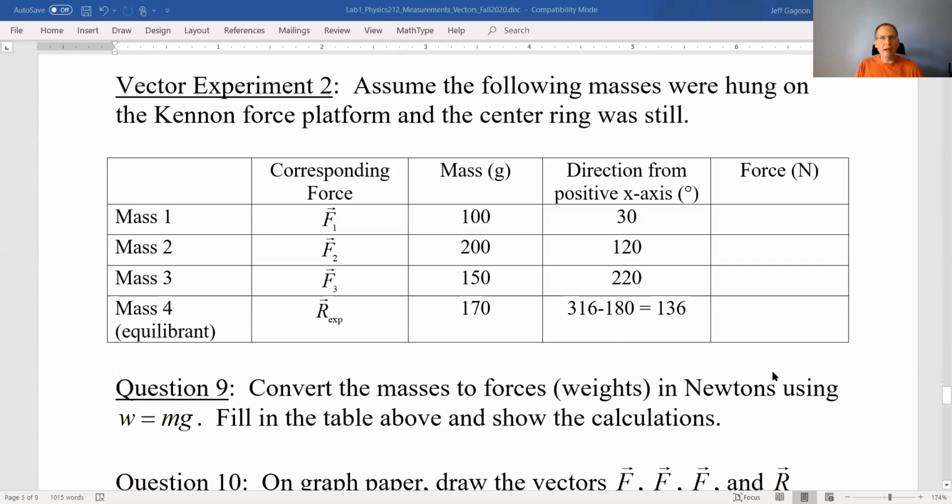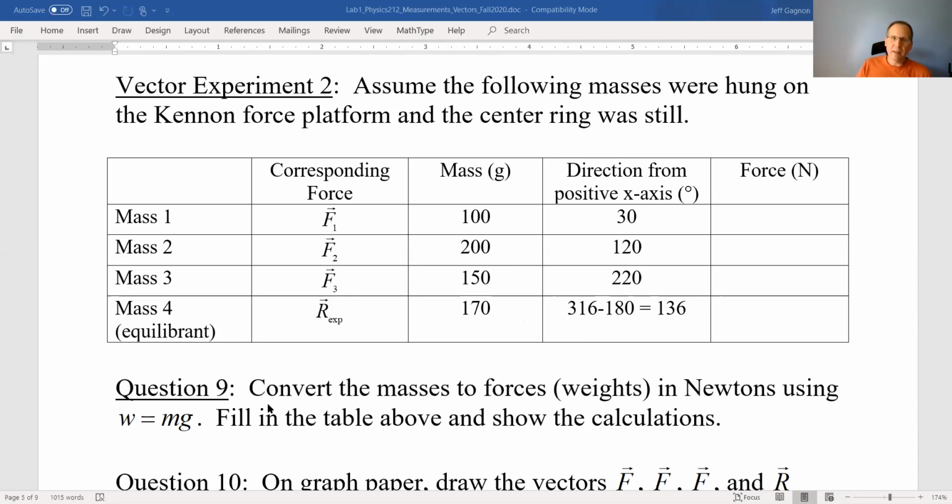So the next part is basically almost the same thing, except now we're going to add 3 forces together, right? On the Canon force platform, I now have a mass of 100 grams at 30 degrees, 200 grams at 120, 150 grams at 220. And I want to add them all together experimentally to get my resultant experimental vector.